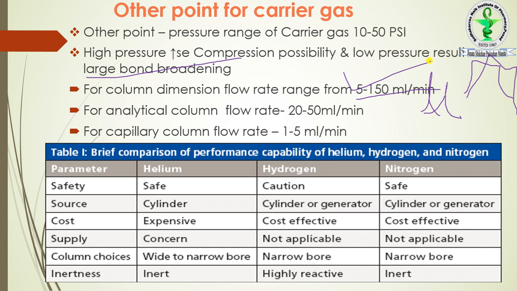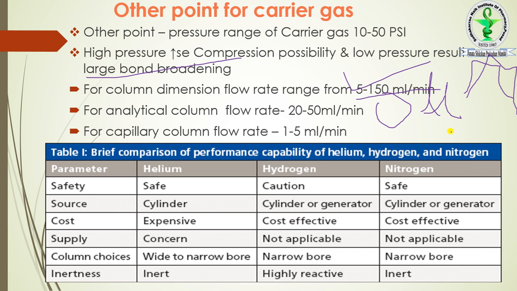There are different flow rates, ranging from 5 to 150 ml per minute. For analytical columns, the flow rate is 20 to 50 ml per minute, and for capillary columns, it is 1 to 5 ml per minute. Why is there a difference between these? Because of the internal diameter.